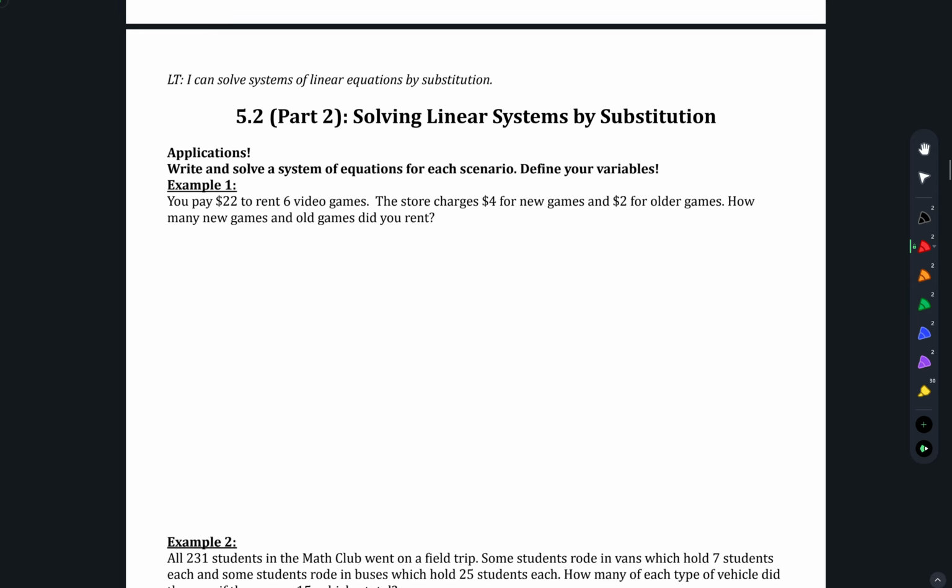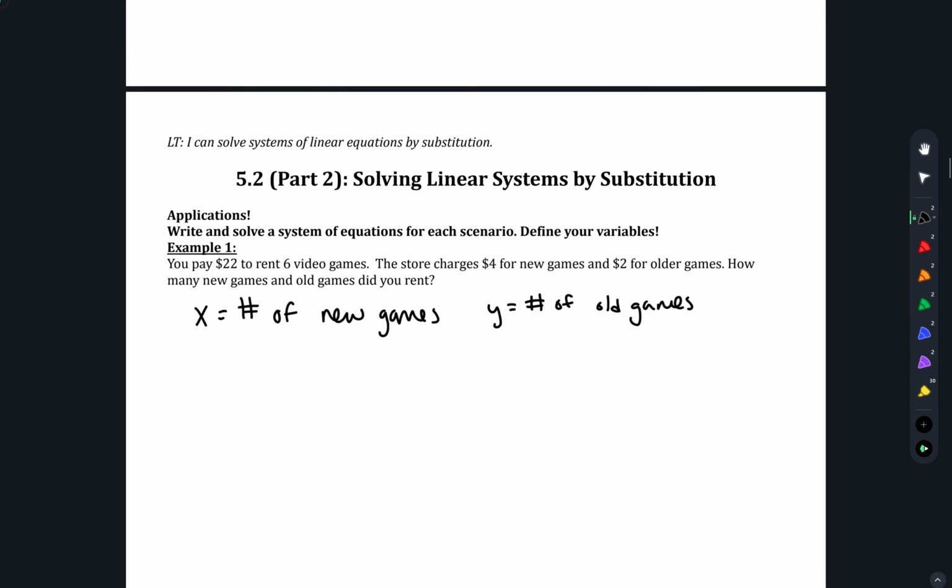Does anybody know what our variables here are going to be? What do we say for our variables? What is 6? Any letters? Emma? So number of new games and number of old games. Do not forget to define your variables, please.